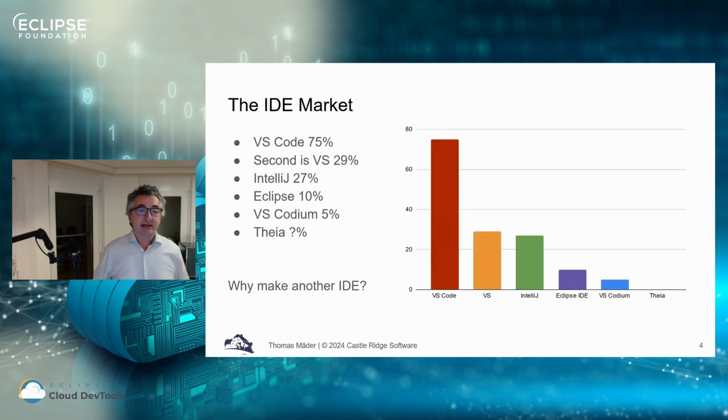Quick look at the IDE market. I think you've seen this graph before. This is also from the Stack Overflow Developer Survey 2024. So 75% of people say they use VS Code in their work. Second is Visual Studio, still Microsoft, at 29. IntelliJ, Eclipse at 10. VS Codium, the open source build of VS Code, is at 5%, and Theia doesn't show up yet because this is a 2024 survey. We hope this looks different next year.